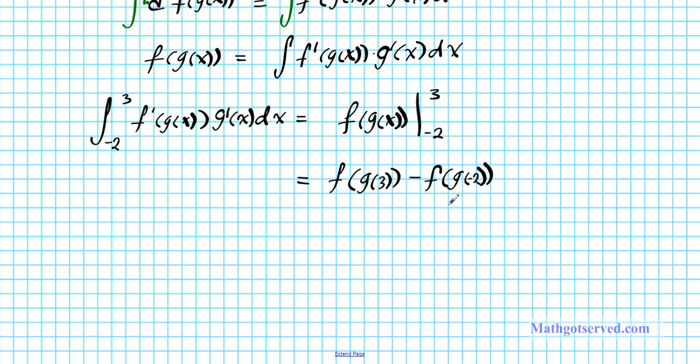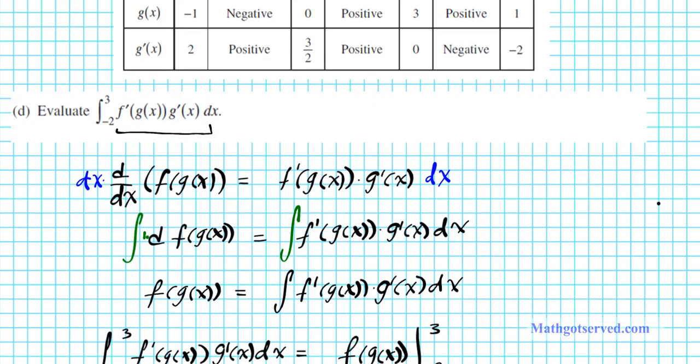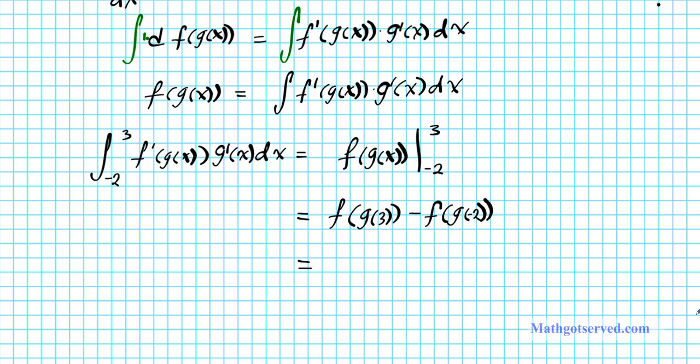Alright, so we're going to be making use of the f and the g rows in computing the value of this expression. So let's go up to find, we have to find g of 3 and g of -2 first. So let's go ahead and find that. G of 3 is 1, g of -2 is -1. So we're going to plug that in first. So we're going to have f of 1 minus f of -1.